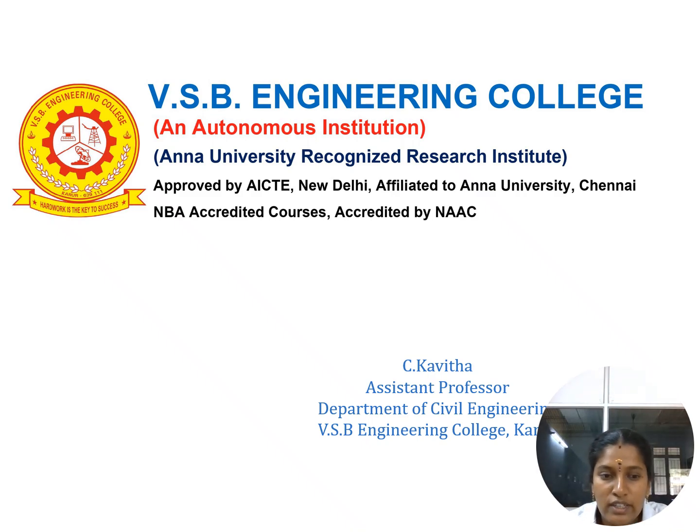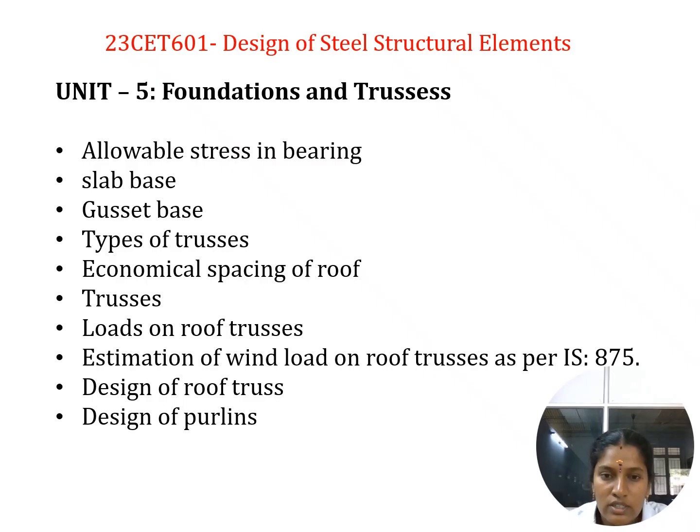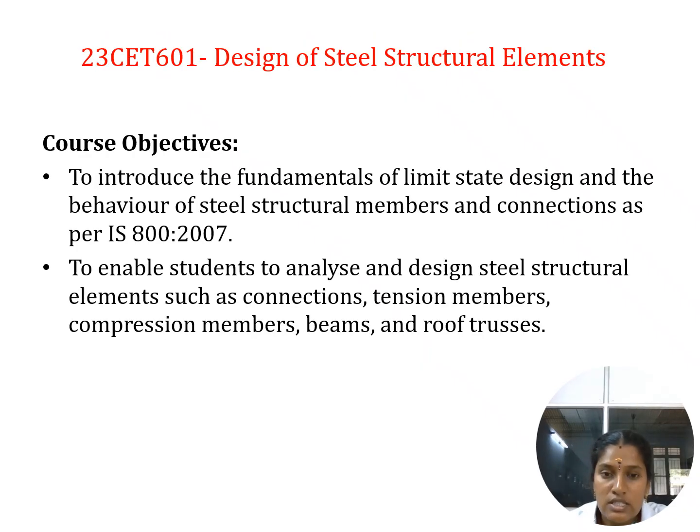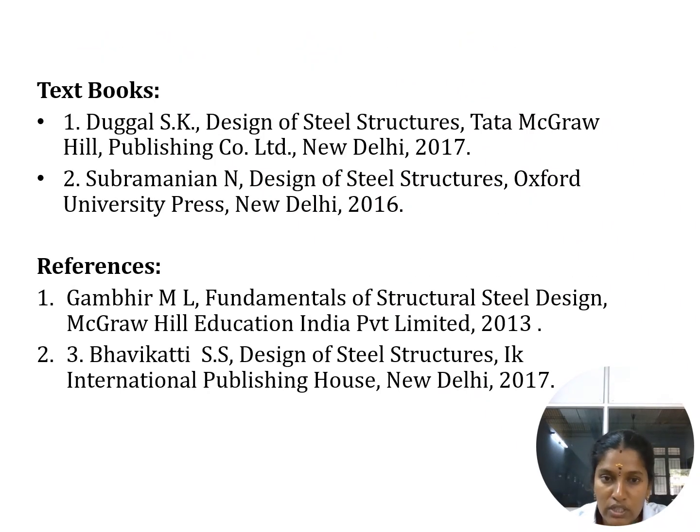I am going to deliver the lecture about foundation and stresses, Unit 5. These are all the contents in Unit 5: allowable stresses in bearings, slab base, gusset base, types of trusses, economical spacing of roof trusses, load combinations in the roof trusses, wind load acting on roof trusses, and design of purlins and also the roof trusses. This is the course objective of this unit, and these are the text and reference books.